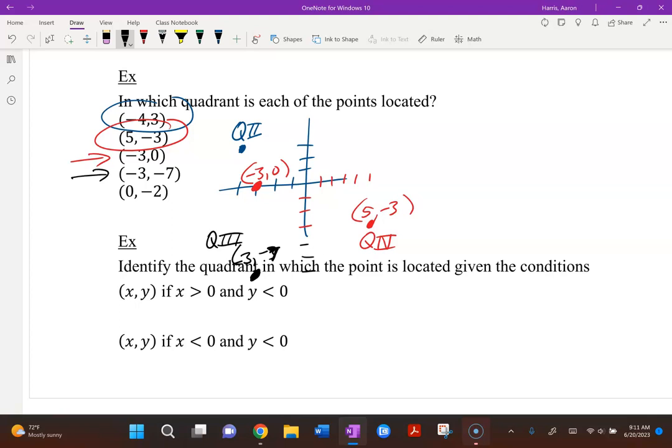And finally, (0, -2). That's not in any of the quadrants. I do not go right or left, but I do go down 2. So it's right on the y-axis.